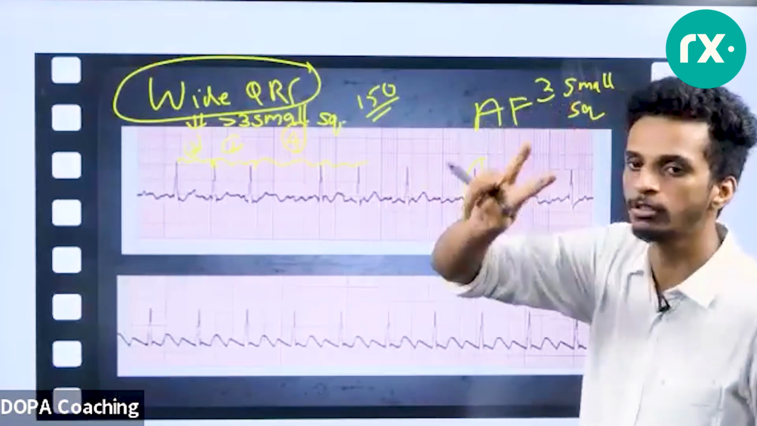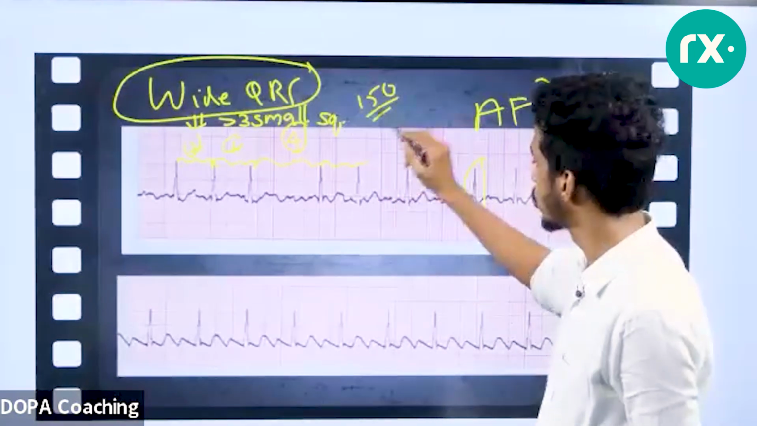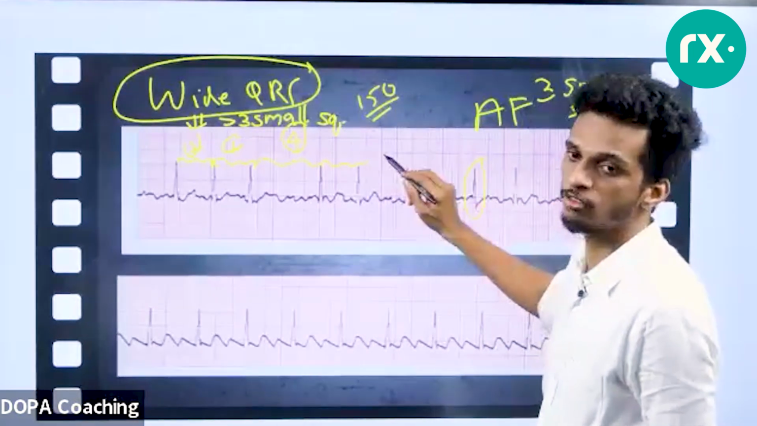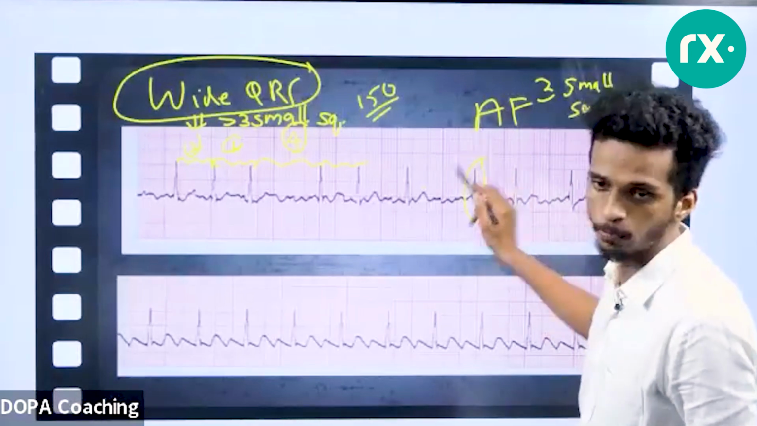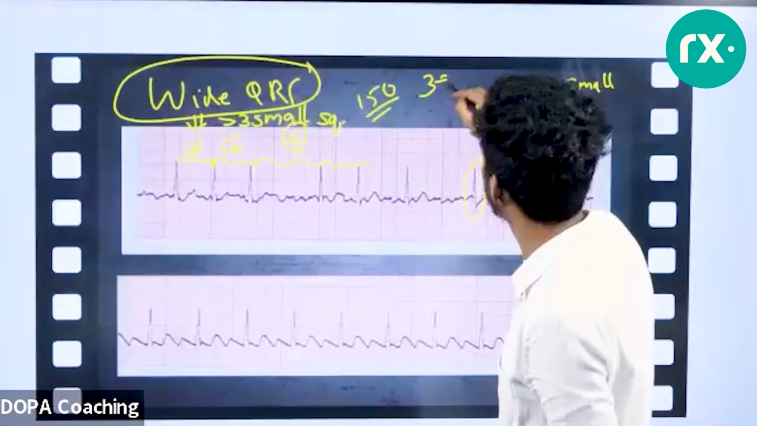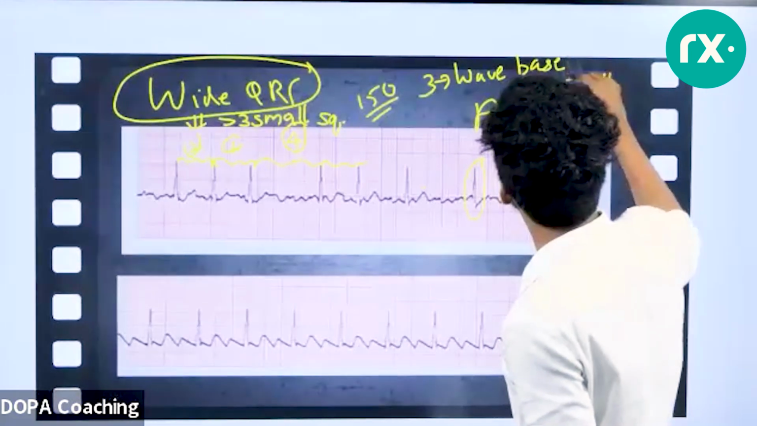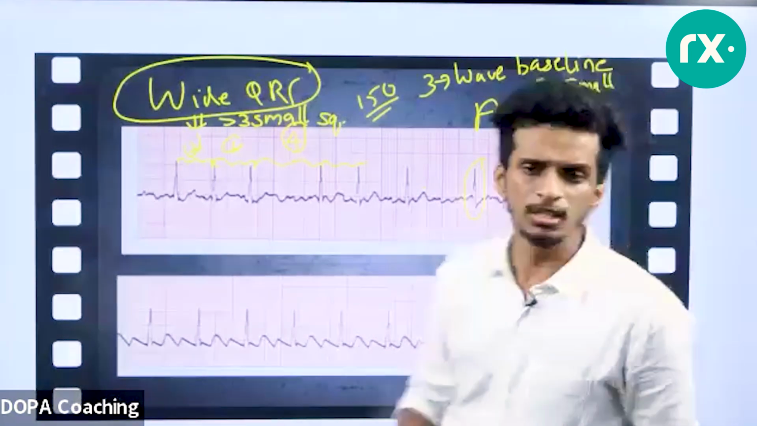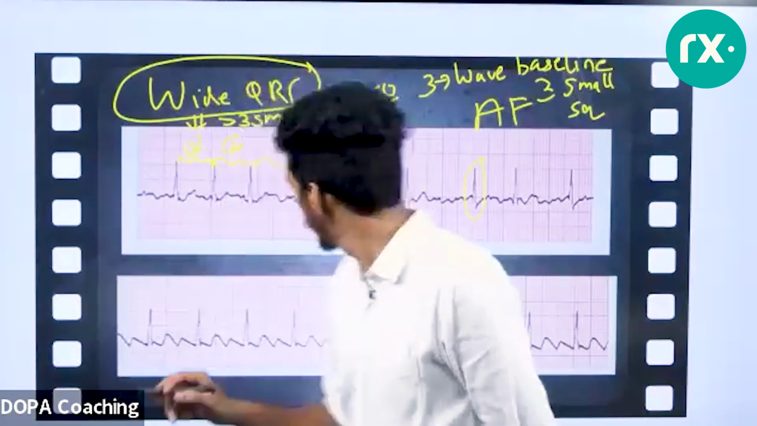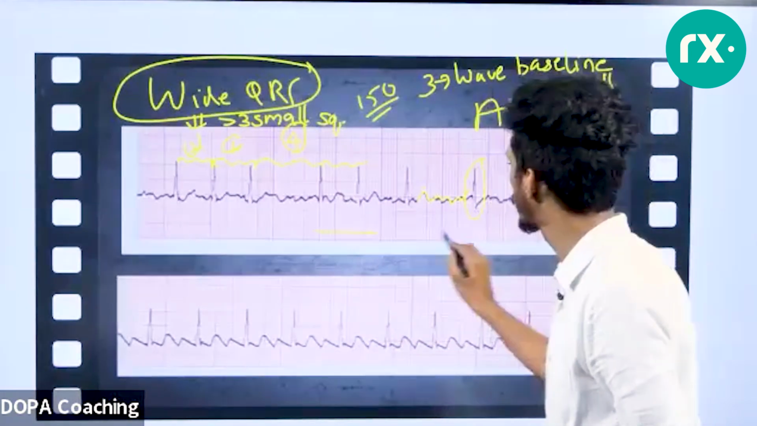So the two important differentials in our mind are AF and VF. So this is AF. Why is this not VF? Because here the QRS is narrow. Now these are the two important points in AF. And the third important point in AF is that usually we will have a wavy baseline in AF. This is also one of the important findings in AF. You can see that here it is always wavy. You can never see an isoelectric line.